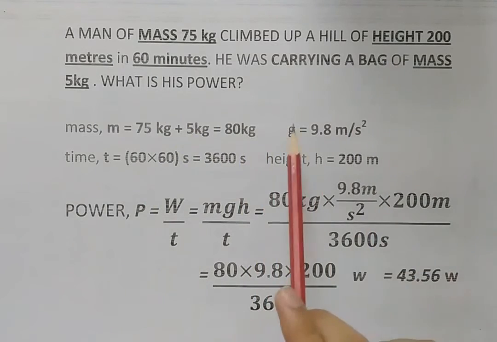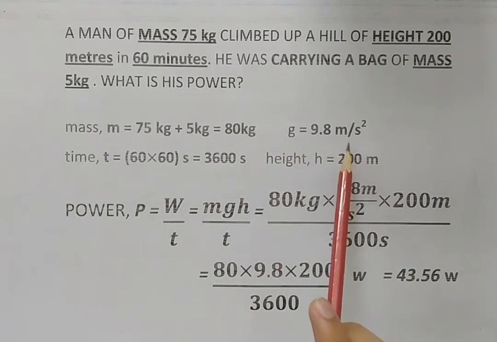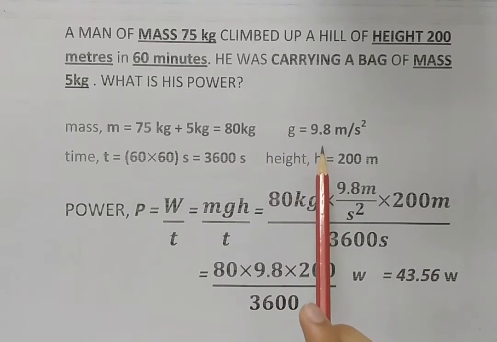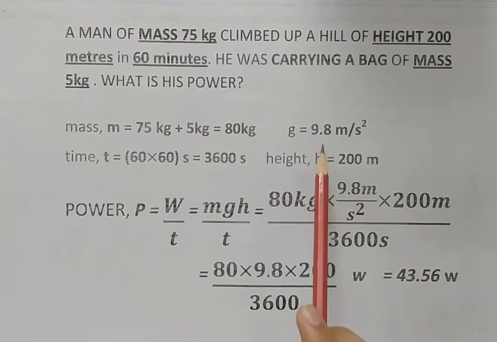Acceleration here is acceleration due to gravity, because as the earth is attracting him with this acceleration, he needs a similar acceleration to go upwards, to climb the hill.